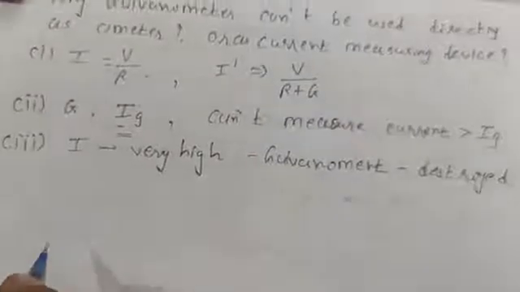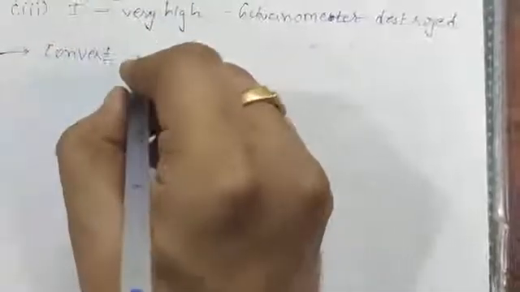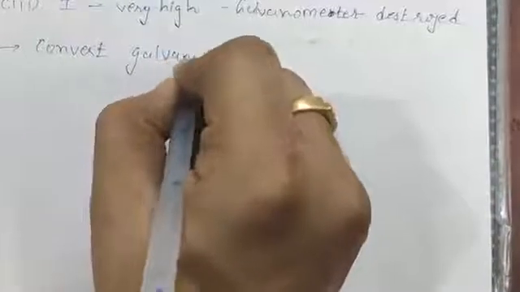We have to convert the galvanometer into an ammeter. Now, how will we convert? See, now we will see how we can convert this galvanometer into an ammeter. So you can ask the question: explain how you can convert the galvanometer into an ammeter. So now we will see how to convert a galvanometer into an ammeter.